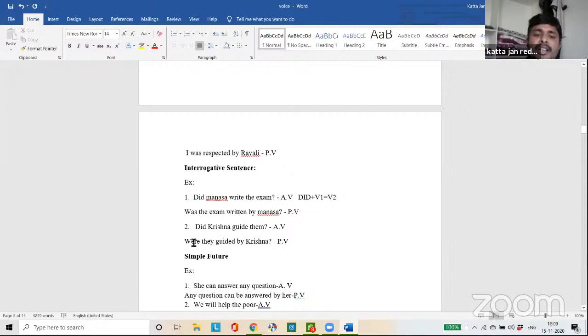And I used it before the subject here. Why before the subject? Because in the active voice itself, the helping verb is used before the subject. Were they guided? Guide becomes V3. After V3, by. Next, Krishna as subject becomes Krishna as object. So this is the matter.